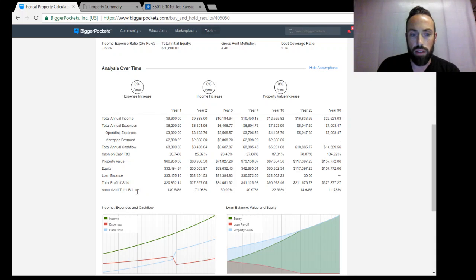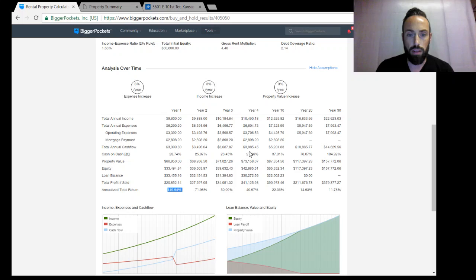And I also like to look at the total return on a property. In the beginning, when you buy a property, a lot of your gain is coming from buying that house at a discount. So if you buy a $50,000 house for $40,000, you're basically making $10,000 the day that you close that house. So that is the reason that this annualized total return is so high the first year. It's a combination of loan pay down, appreciation of the property, and cash flow, and then buying at a discount as well. So that's basically where your return is coming from.